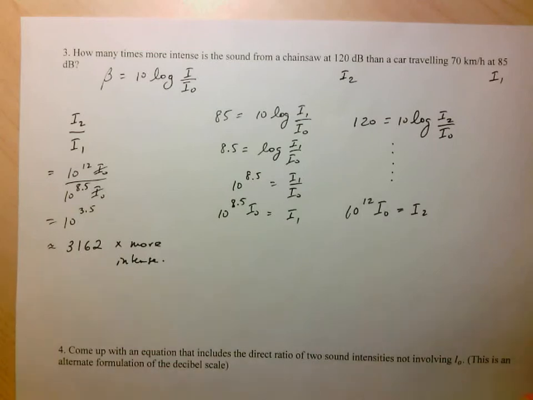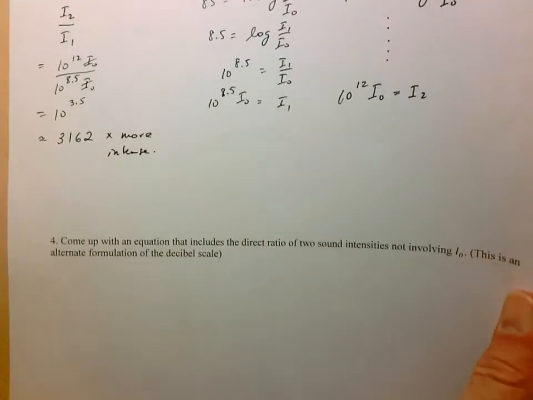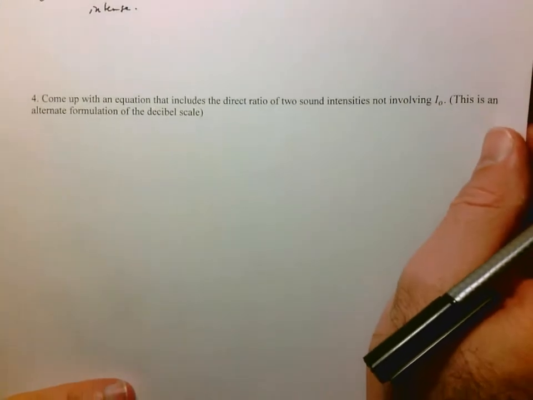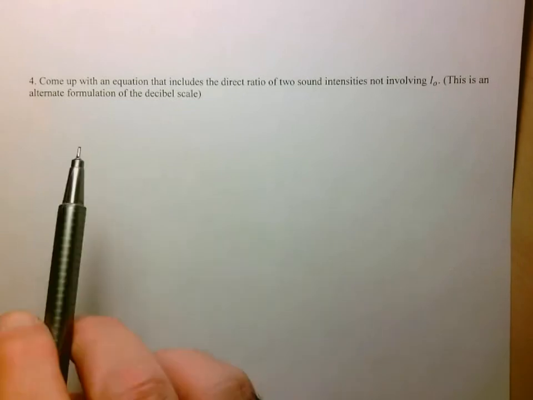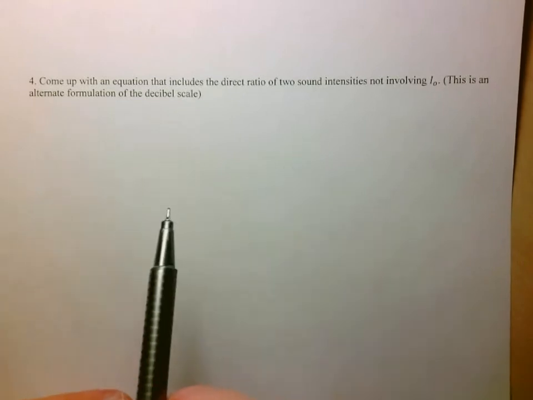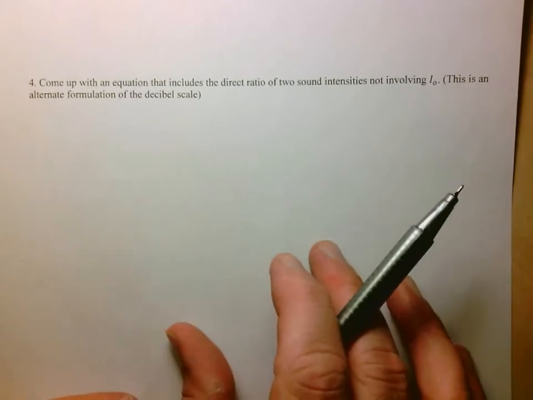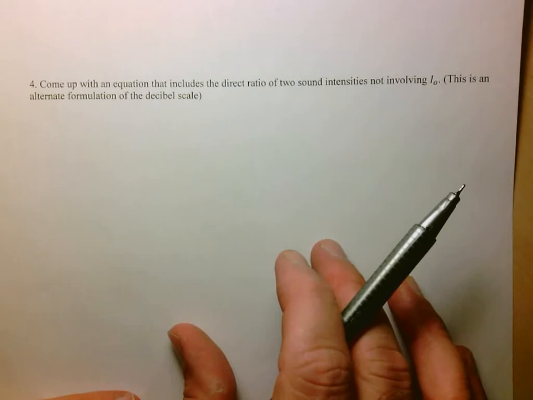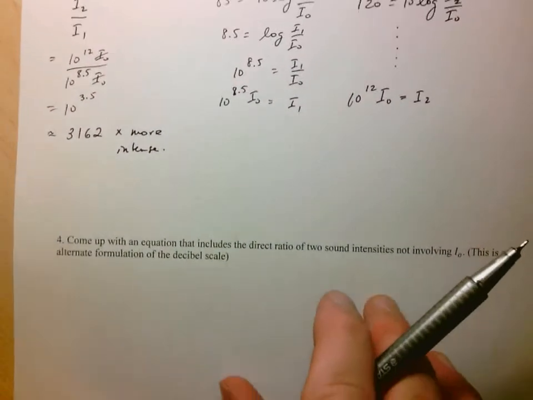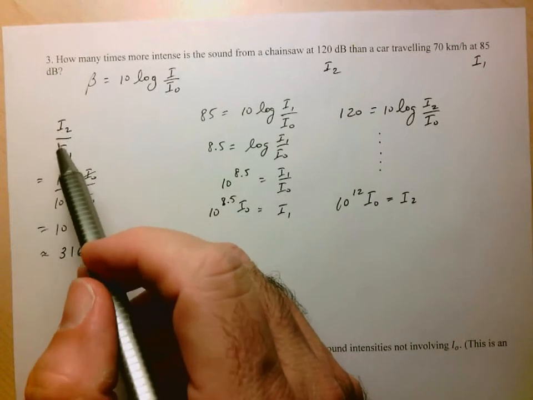Okay, so what we're going to do now is make this a little more general, because in fact there's an alternate formulation for how we define the decibel scale. It's certainly not the more common one. The more common one is the one we've already defined. And what it does is it comes up with a relationship between two different decibel levels.